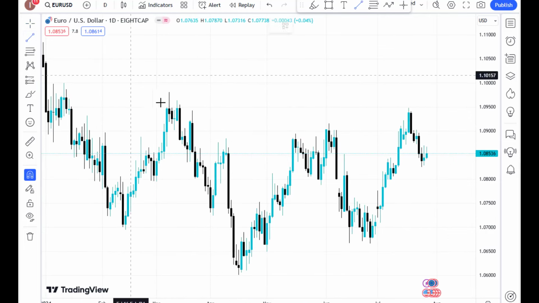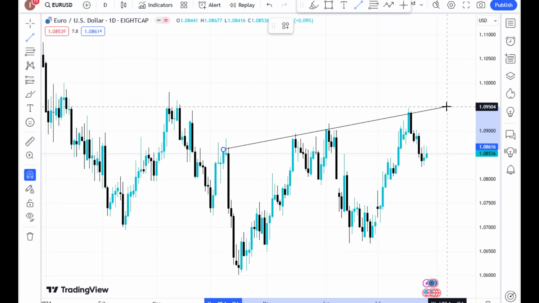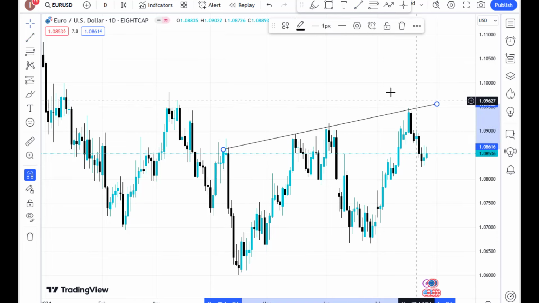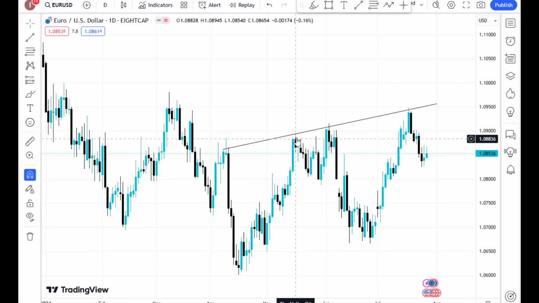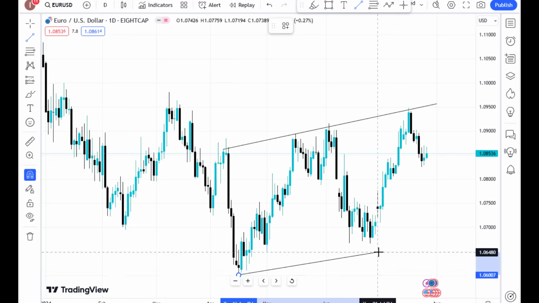Now if you look at it, you are going to see that we have kind of a resistance around here. We have kind of a diagonal resistance that has been created here. If you connect like this, you're going to get this touch, you're going to get this touch, and then you're going to get this touch. So basically price is actually rejecting from that zone at this point in time.